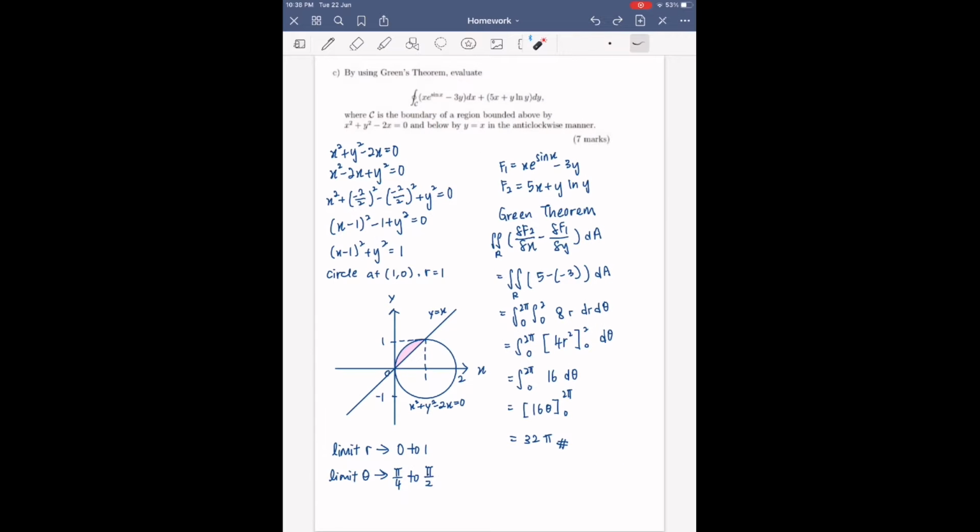For question 2c, it is regarding Green's theorem. Firstly, we need to solve the equation given by completing the square. Then we sketch the solid of integration and find the limits of r and theta. Then for Green's theorem, the equation is shown like this. Then we substitute all the information into the equation and solve the integration.